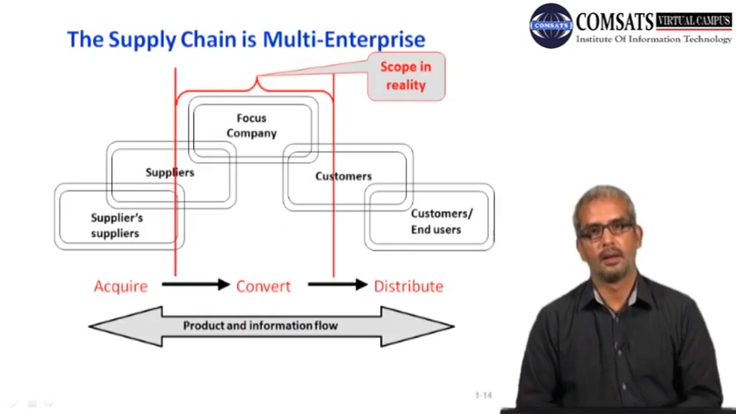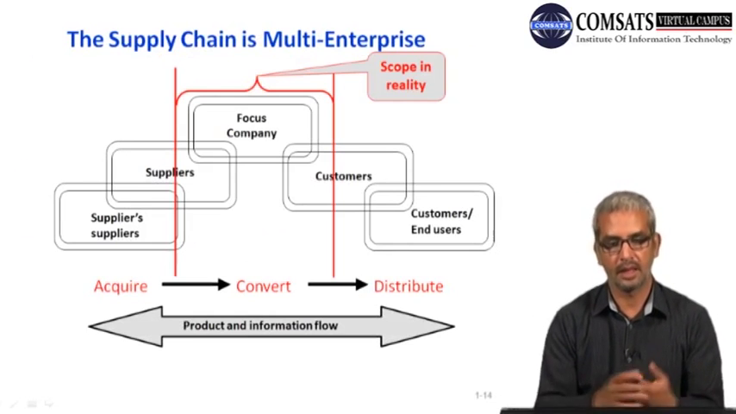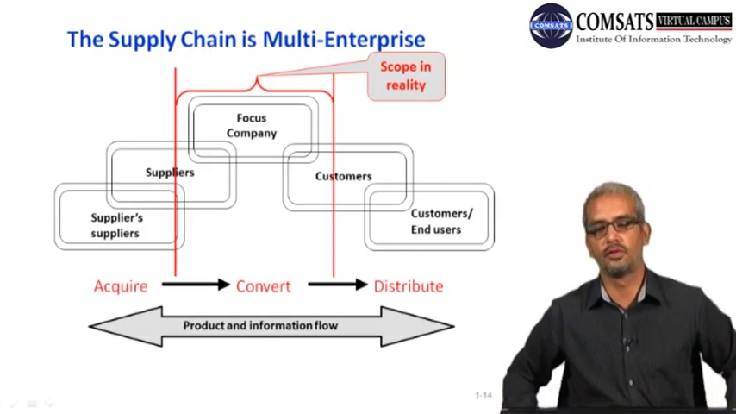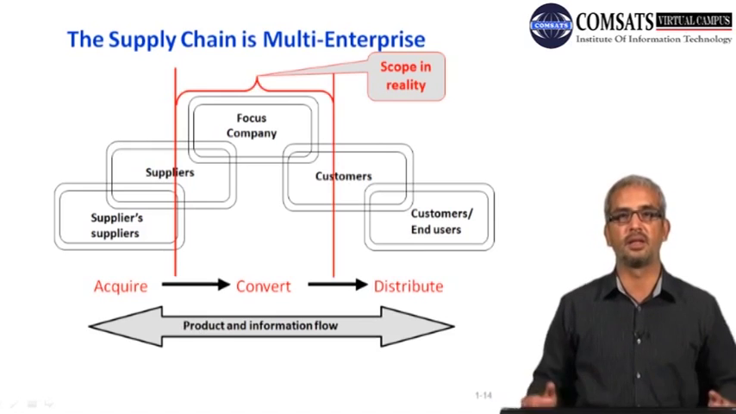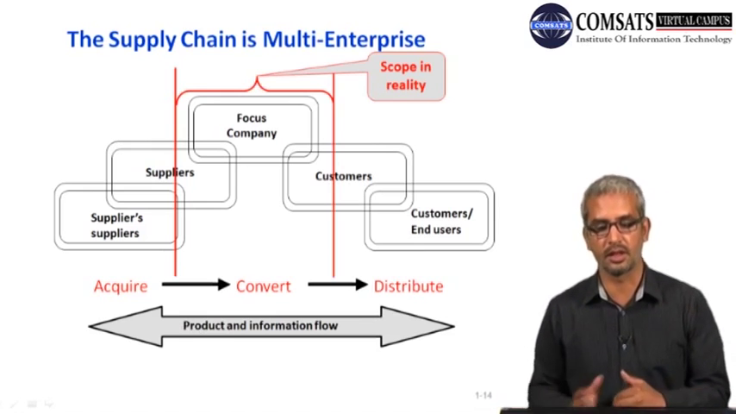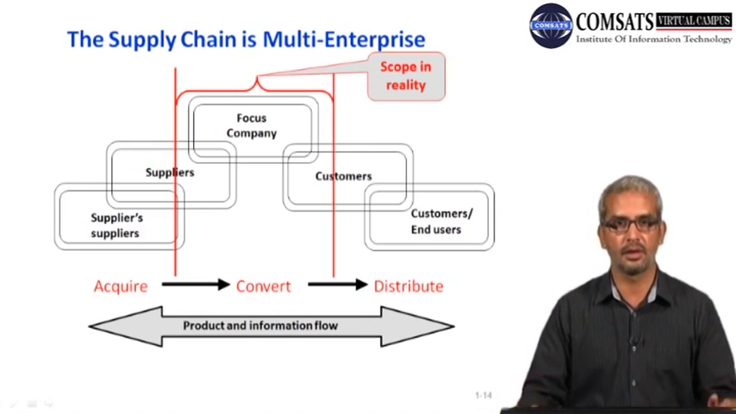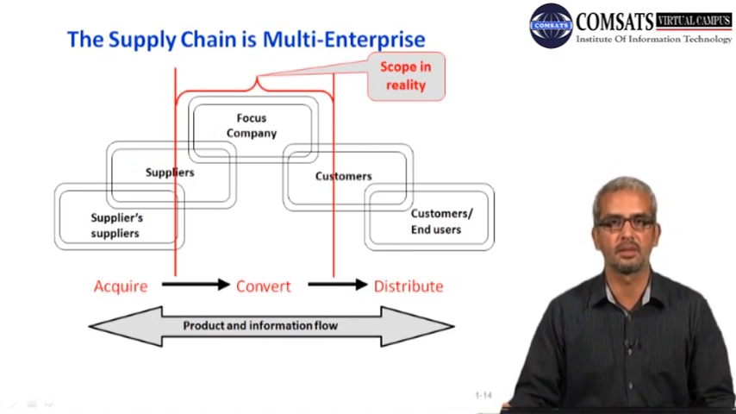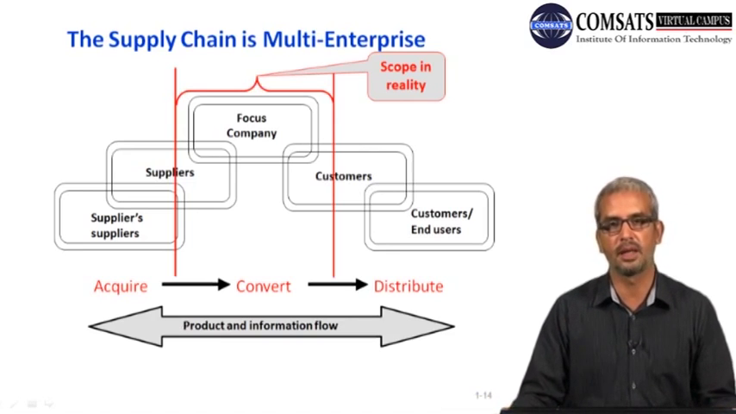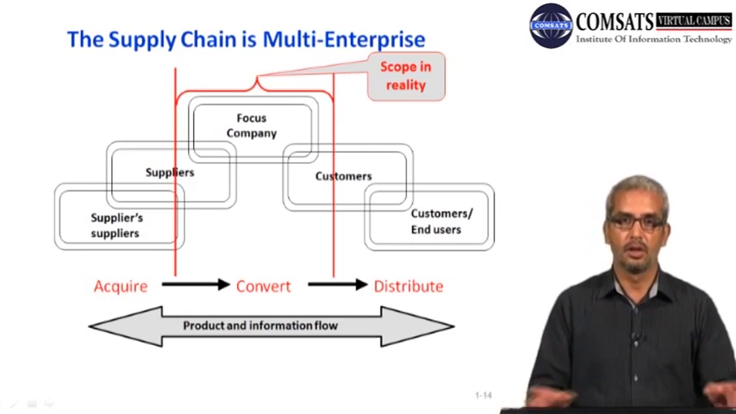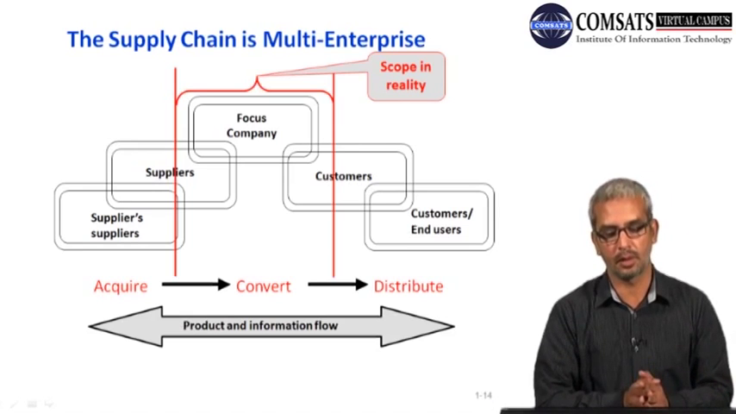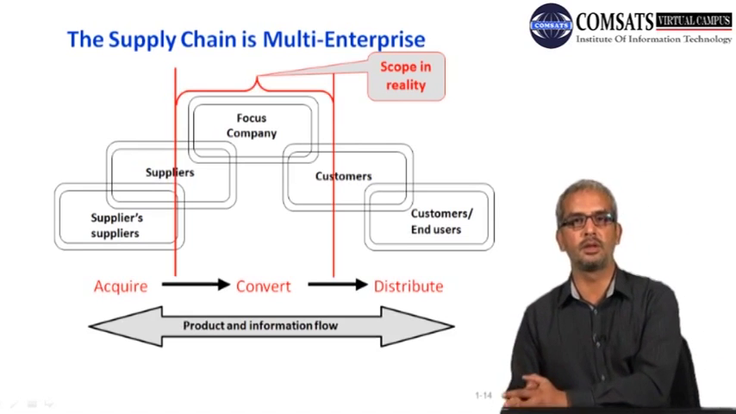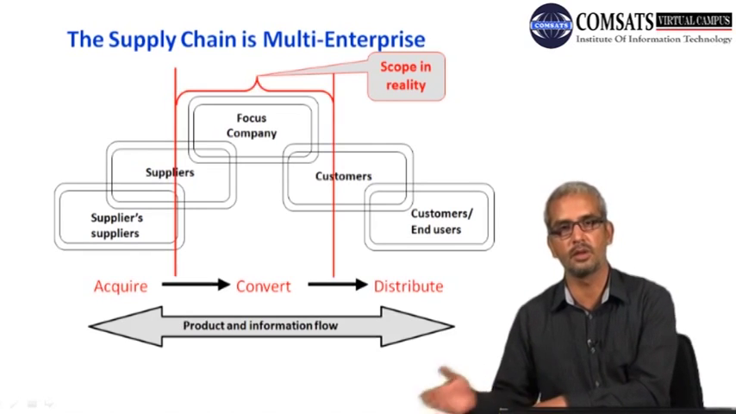Now let us move toward the scope of the supply chain process, or the scope of this study. There is a diagram in front of you where there is a focus company, then there are customers, and on the left side you can see there are suppliers. You acquire the product from suppliers, you convert that into a product, and you distribute it to the customers, and then your customers distribute it to their customers.